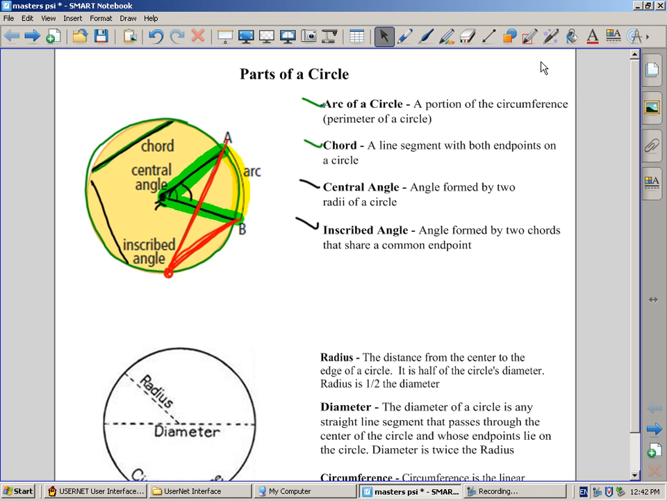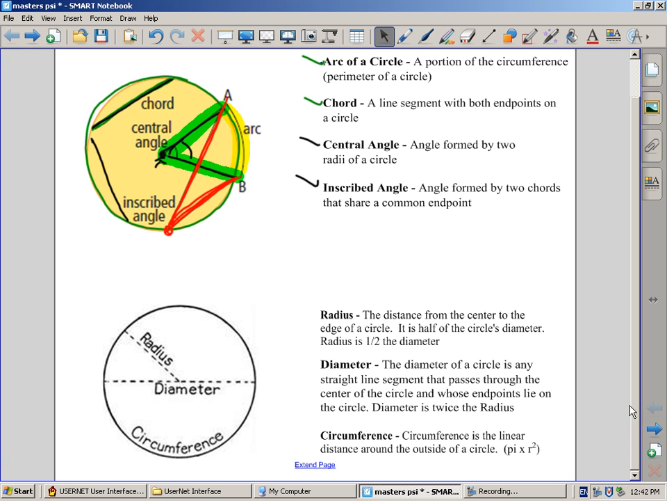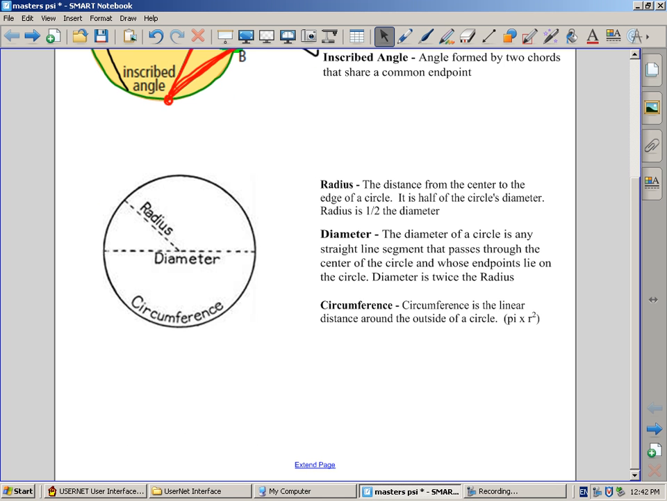Now, some other definitions that we may have learned in grade 6, 7, or 8. We'll take a look at 3, and they are the radius, which we discussed quickly upstairs. A radius comes from the edge of the circle and goes to the center. It's the distance from the center to the edge of a circle. It's half of the circle's diameter, and the radius is half of the diameter.